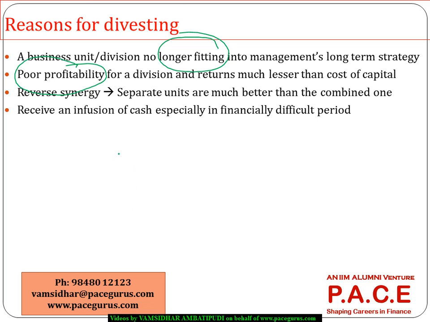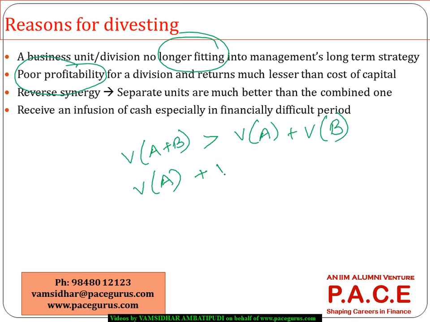Till now, when we talked about the synergy, the value of A plus B is greater than the value of A plus value of B. But when we talk about reverse synergy, it is the reverse. Value of A plus value of B as individual units, they are generating much more value than as a combined unit. That is the situation of a reverse synergy.